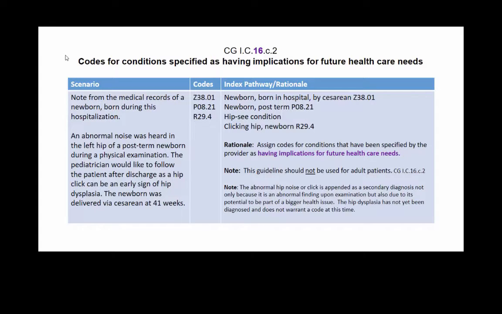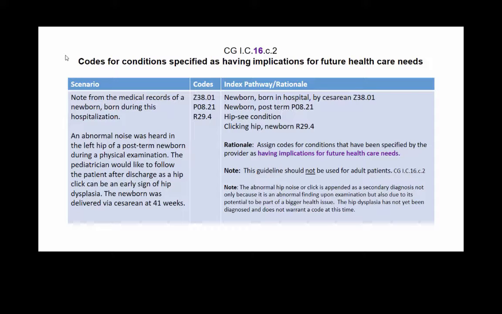And I have the codes here. You see the Z38 code is going to be the principal diagnosis. Z38.01 is born in hospital by cesarean. We are going to make a note of the post-term newborn, P08.21, and then the hip click, or the clicking hip, as the index states it, R29.4, will be coded because the physician stated what he did.